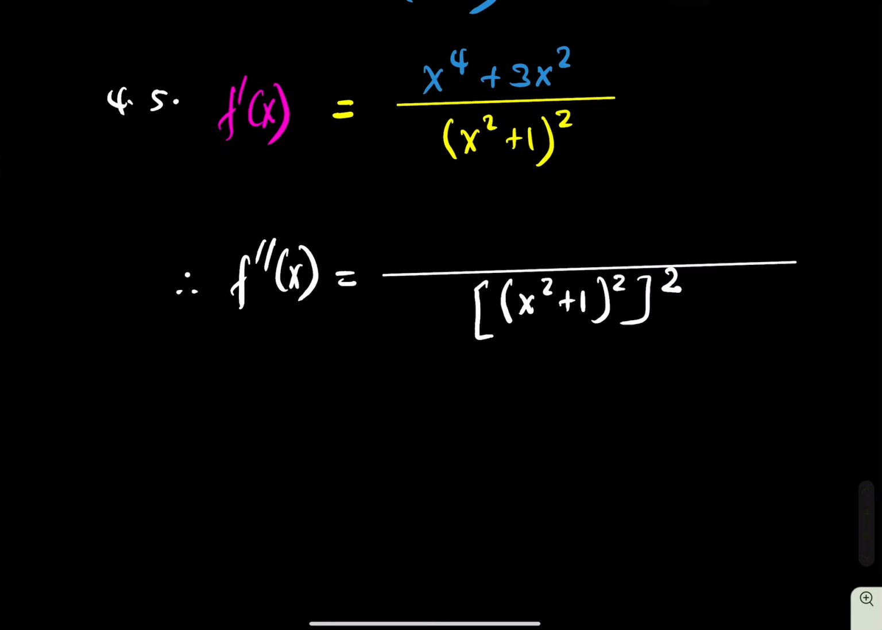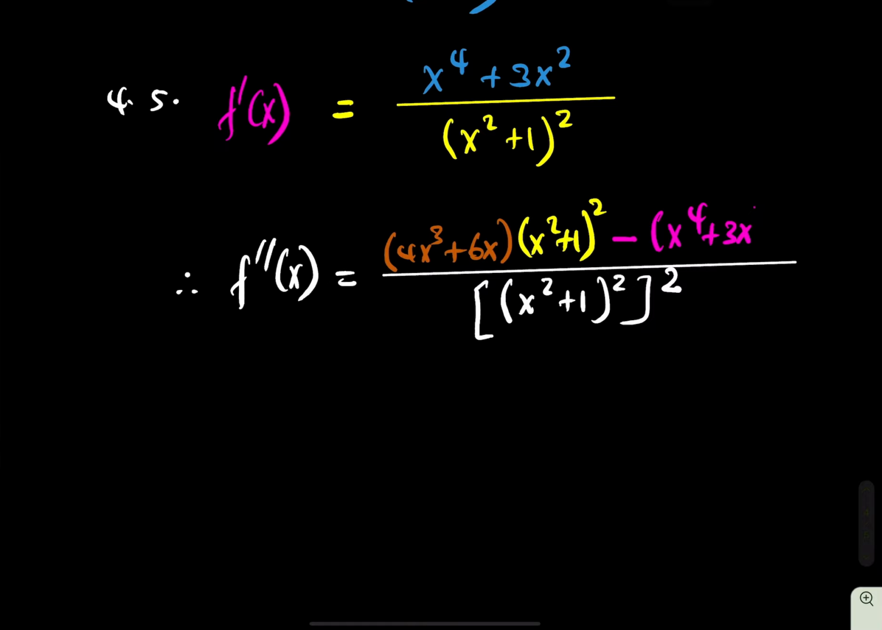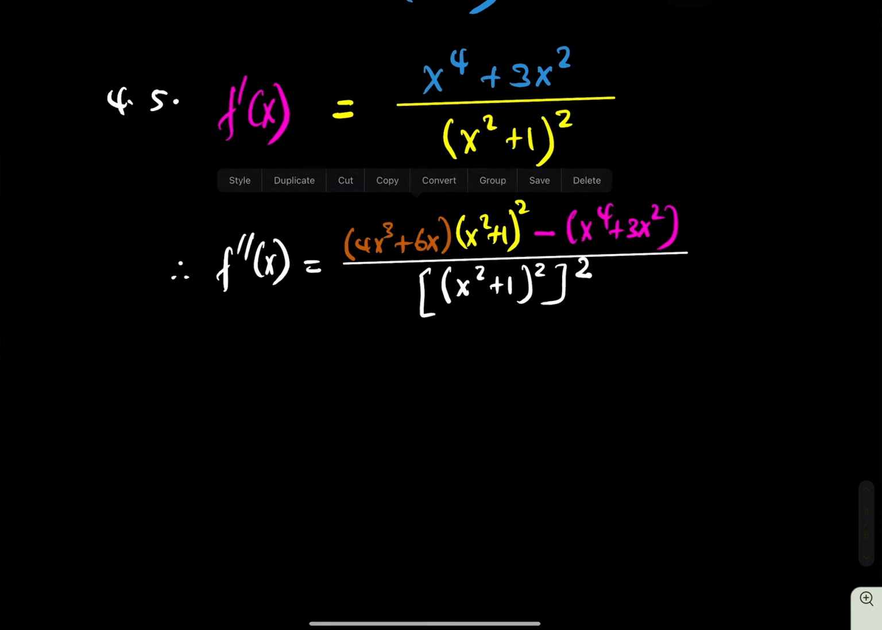If I derive that, it should be easy. That should be 4x cubed plus 6x. All right, should be very easy. And then you keep your denominator, that is x squared plus 1 to the power 2. And then you say minus now. You keep your x to the power 4 plus 3x squared, and you multiply this by the derivative of the denominator.